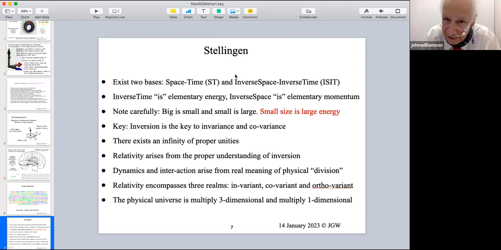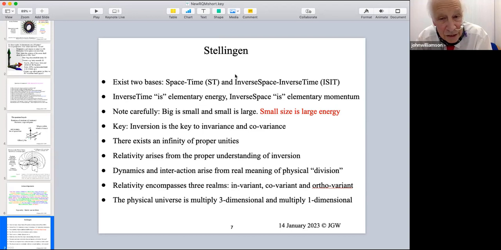This is the space of content. Inverse space is momentum. Inverse space, inverse time is the form momentum, and form momentum is content. So you are of inverse space, inverse time, and living in space-time. Other inverse space, inverse time elements, like your neighbor or the people listening to the talk, are at different places in space-time and in their own inverse space, inverse time universe as well, which is their existence. So inverse time is the elementary energy, and inverse space is, in some sense, the elementary momentum. Note carefully that in this funny space, big is small and small is large.